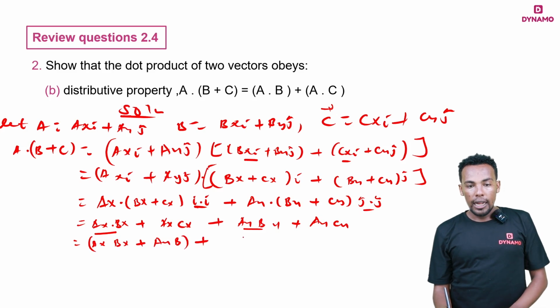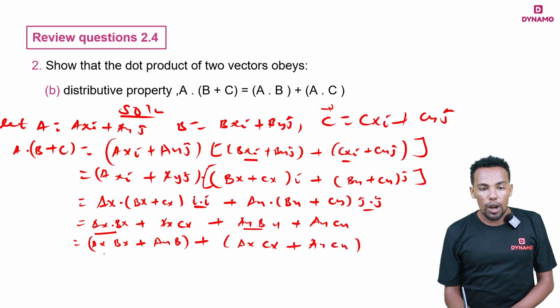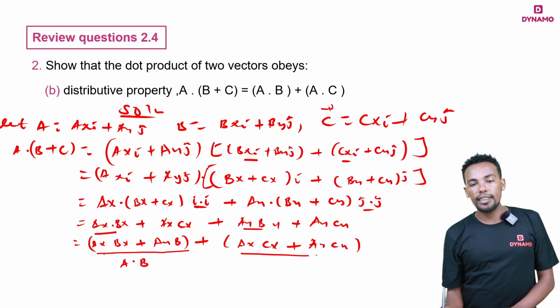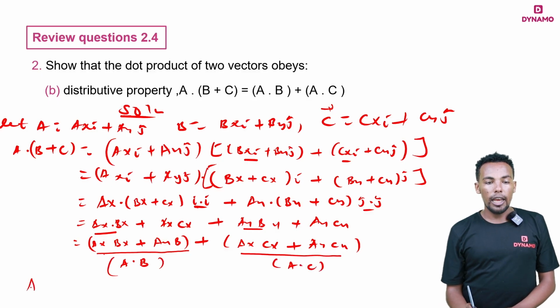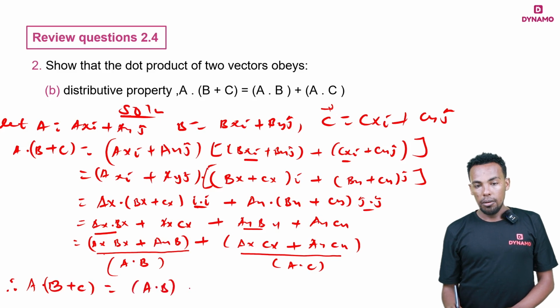Amma immoo AX CX plus AY CY. Kanaafuu isheen kun maal taati? A dot B. Isheen kun maal taati? A dot C. Kanaafuu maal ta'e jechuudha? A dot B plus C therefore inni jechuudha. Is equals to what? A dot B plus what? A dot C ta'ee jechuudha.